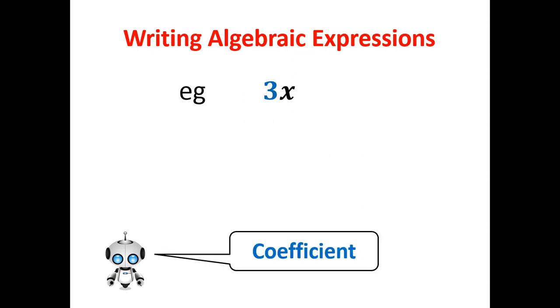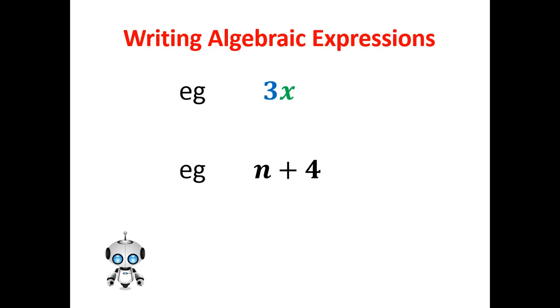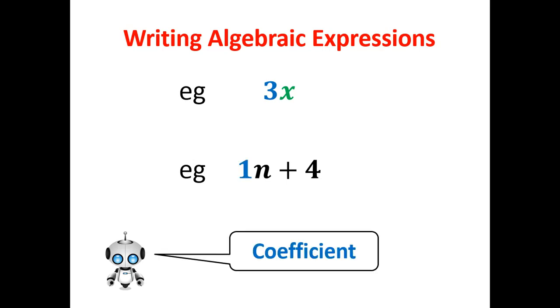Looking at 3x, the 3 out the front that gets multiplied by the x is called a coefficient. The x we've already talked about is called a variable. In another expression, n plus 4, there is no number out the front of the n. Well, there's a 1. So it has a coefficient of 1, the variable is n, and any number that we plus on at the end or subtract at the end is called a constant.